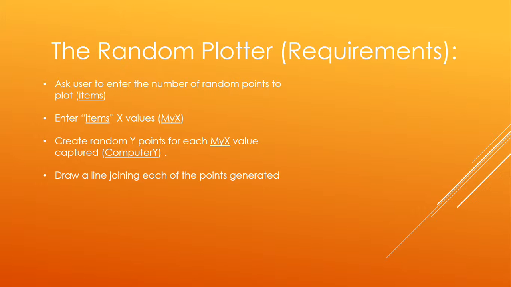Remember we're going to be plotting values here, so the values of X must be between minus 250 and plus 250 or thereabouts, and the Y values must be between minus 170 and plus 170. I can't remember exact values, but you can play around with that. But they must be within the limits of your stage. Once you've finished capturing your 5 X points and the computer has generated 5 Y points, you'll then draw a line joining each of those points in order. So this would be your requirements that we would give you.